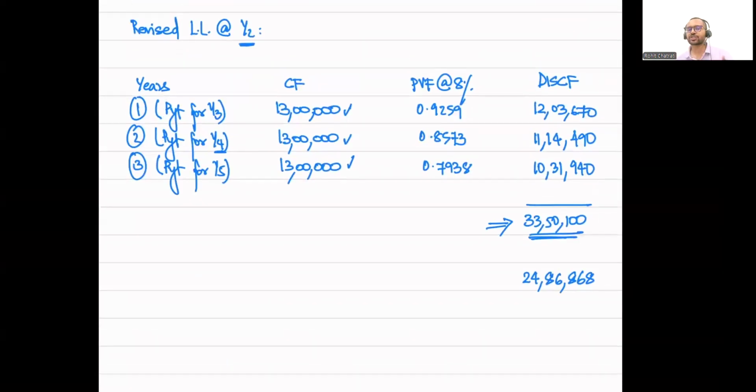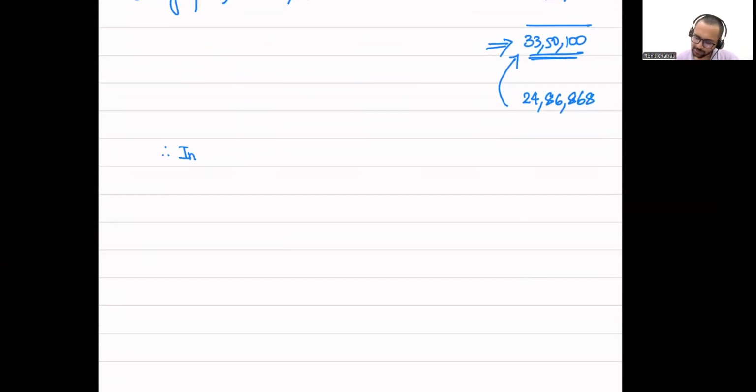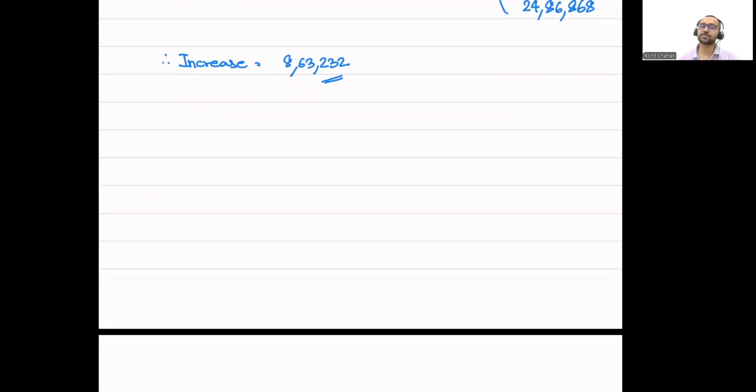Because I'm now making additional payments, my lease liability should actually increase in the books from 24 lakh 86,868 to 33 lakh 50,100. Therefore, I'm going to increase my lease liability. The increase is going to be 33 lakh 50,100 less 24 lakh 86,868, which is equal to 8 lakh 63,232. If I have to increase my lease liability, I basically need to credit my lease liability, which means I will debit ROU asset.